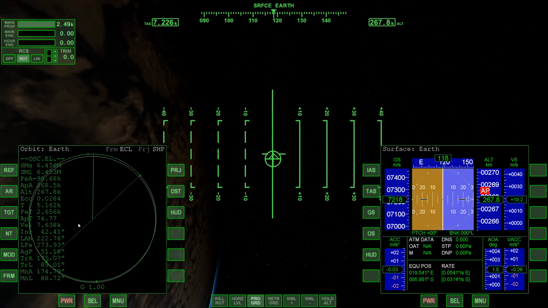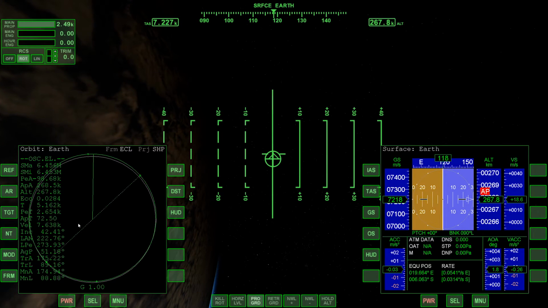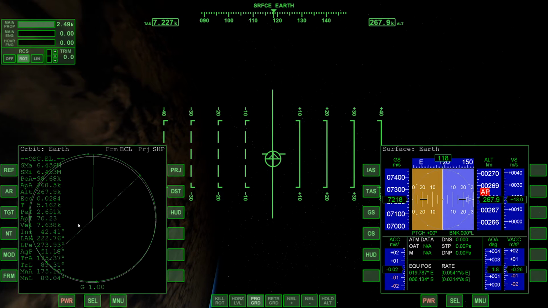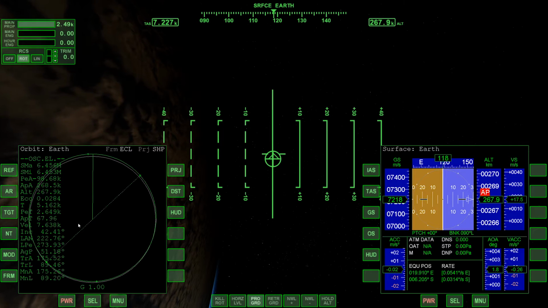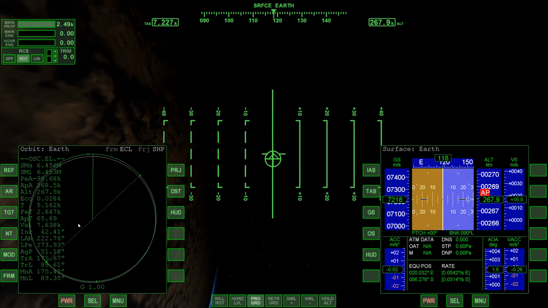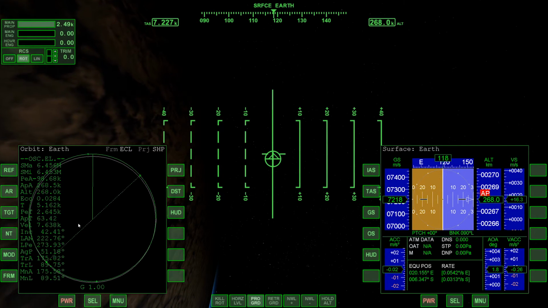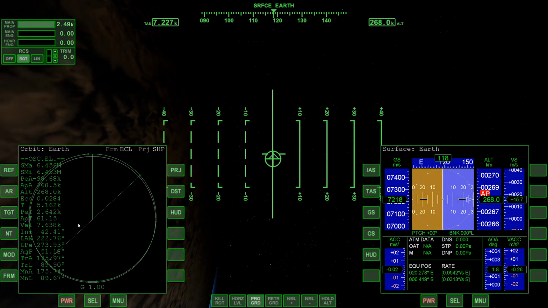Now we want to balance the burn as well, and I know this is a little confusing, but we want to do some on the apoapsis side before we reach it, and then we want to do some burn maneuvers on the other side of the apoapsis.